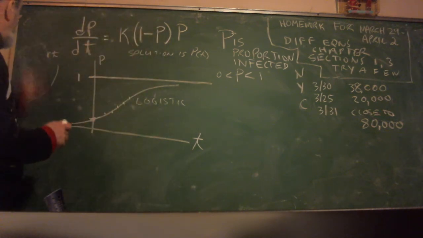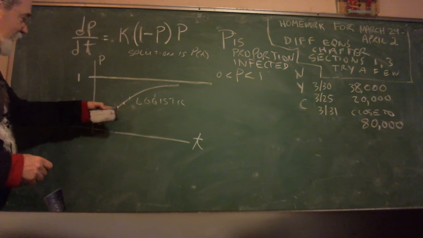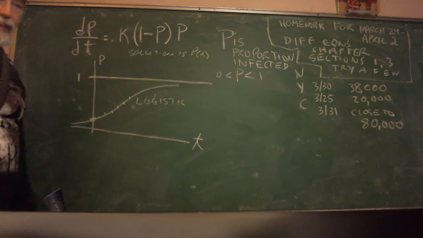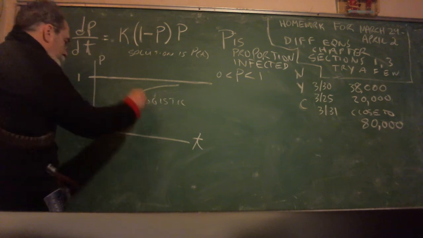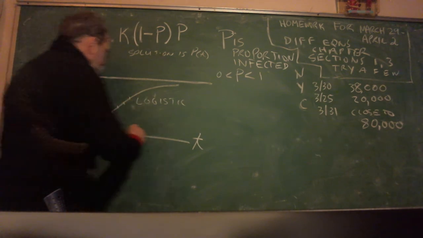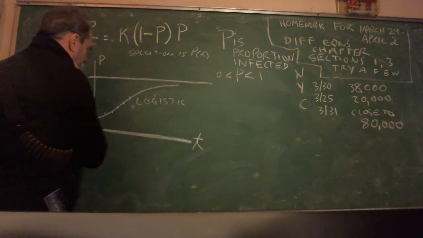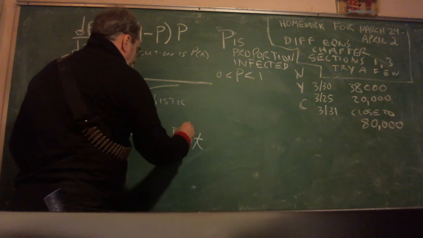And what's cool is, we get this kind of curve when we solve this differential equation. So this is called a phase plane, where you draw solutions in. Oh, and here's another one. If nobody's ever infected, p equals 0, that's a solution as well.